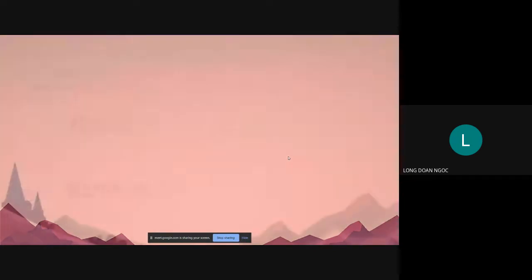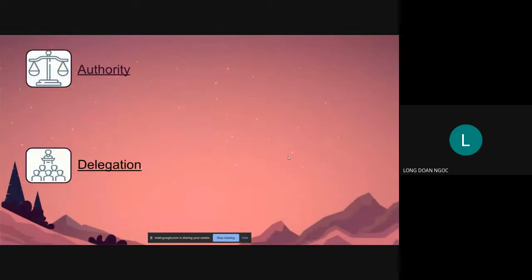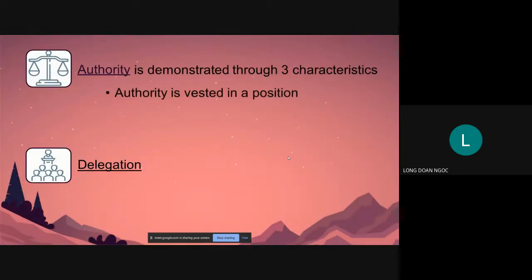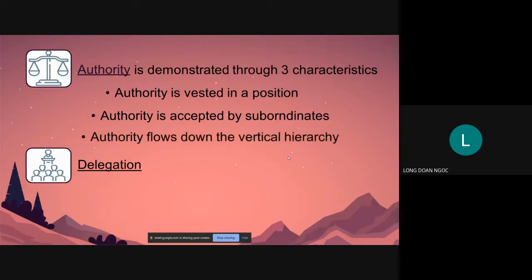Okay, authority is demonstrated through these three characteristics. Authority is vested in an organizational position. This means managers have authority because of the position they hold, not who they are. Authority is accepted by subordinates, which is to say subordinates comply with your authority because they accept your order. Authority flows down the vertical hierarchy. The higher the position you have, the more power and responsibility you get.